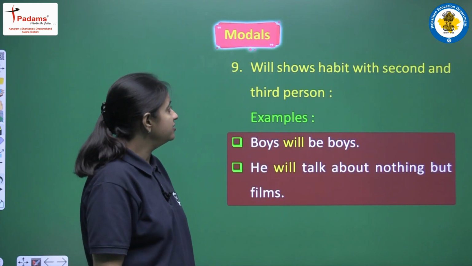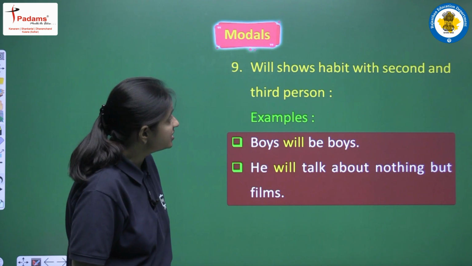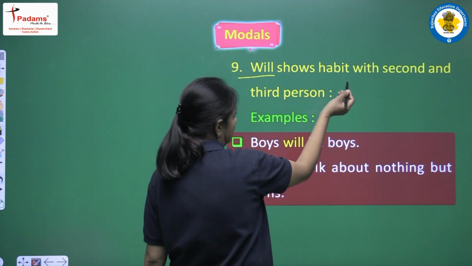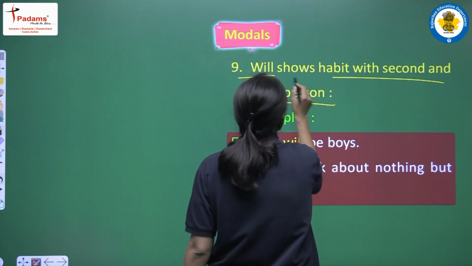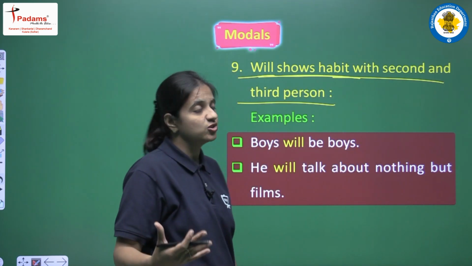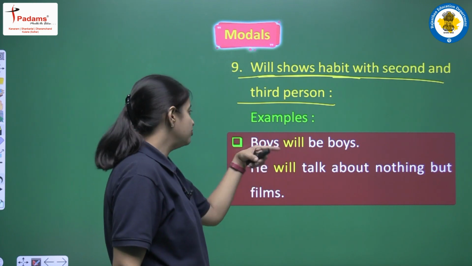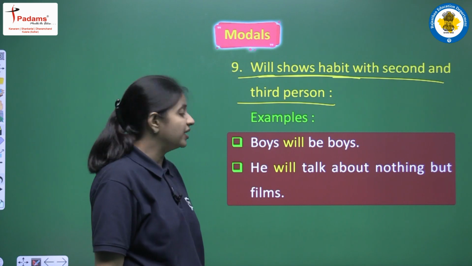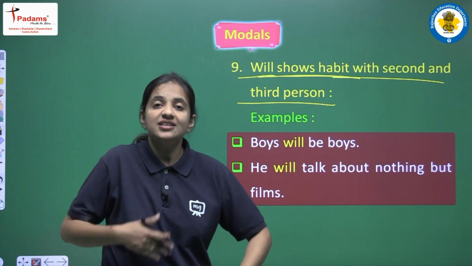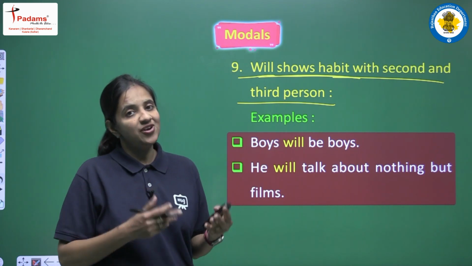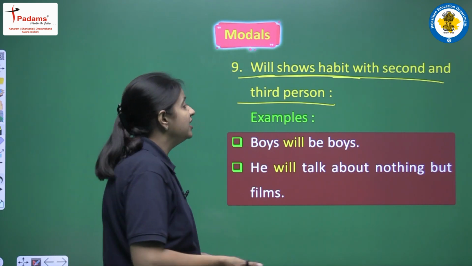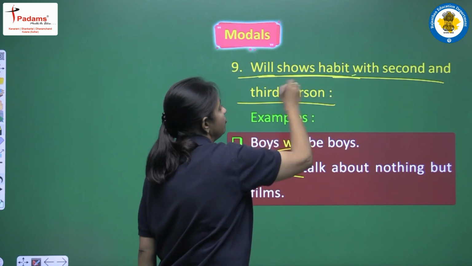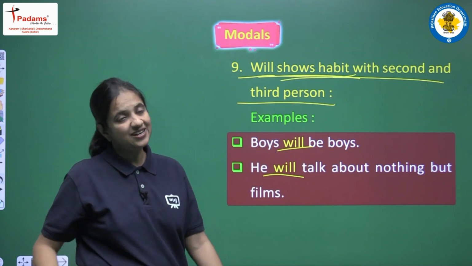Next use is, will shows habit with second and third person. So if we are using will as a modal with the second and third person, then it shows a habit. Let's read the examples. Boys will be boys, and he will talk about nothing but a film. So if we are showing the habitual traits of someone, if we are talking about the habits of someone, at that time we can use will with the second and third person, right?